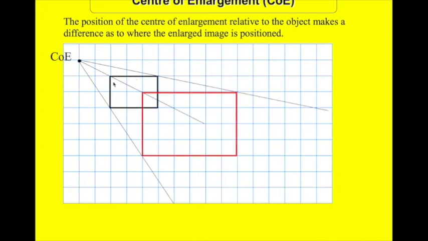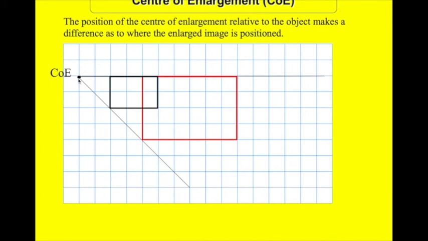Just a bit of a note on the center of enlargement. The position of the center of enlargement relative to the object makes a difference as to where the enlarged image is positioned. What it means is, let's take a look. The black rectangle is the object, and the red rectangle is the image. Currently, the center of enlargement is here. What happens if we change the position?